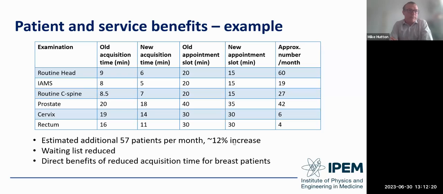And that's been demonstrated by reduced waiting lists, but also there's been direct benefits reported from patients. So for example, one of the other protocols that's been optimized is the breast protocol, and patients have told radiographers that they find the experience much less unpleasant just from having much shorter acquisition time.